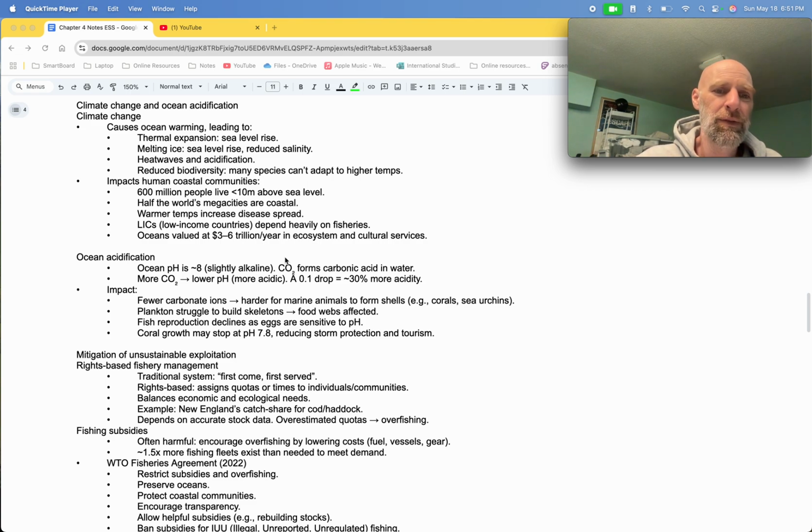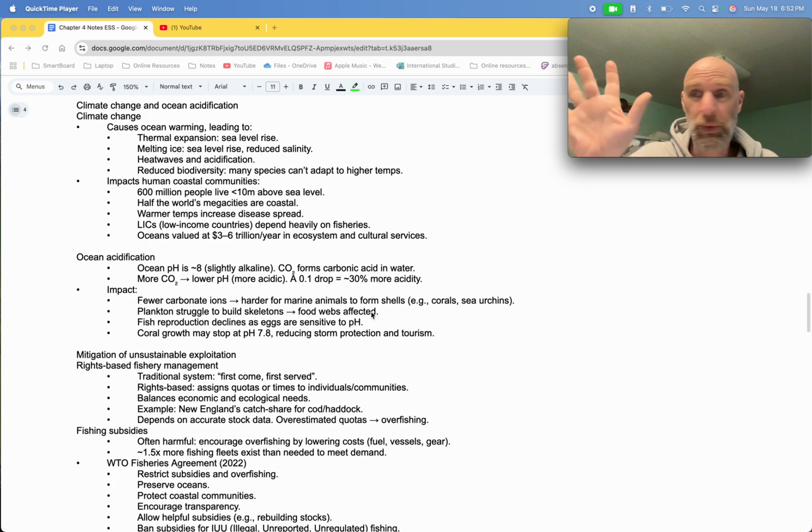The impact is fewer carbonate ions, making it harder for marine animals to form shells. This is a problem for shellfish. Remember, I love clams and I love oysters. So, corals and sea urchins. The plankton struggle to build skeletons. Food webs are affected because of that. Remember, plankton is like the primary ground level brick of that food chain. Without it, done.